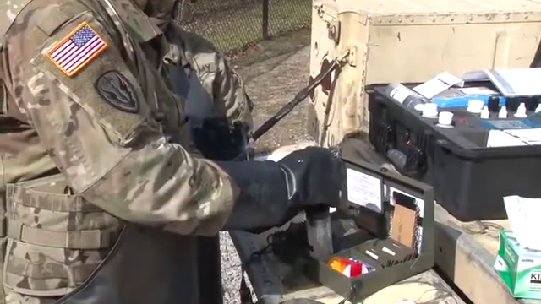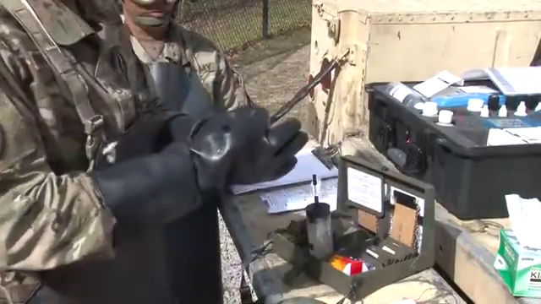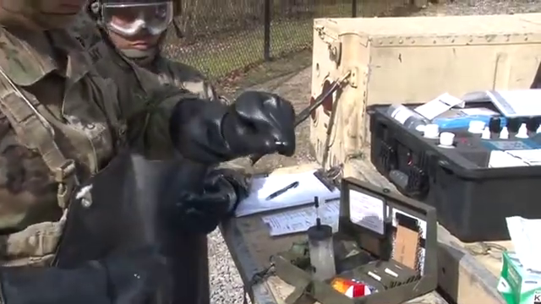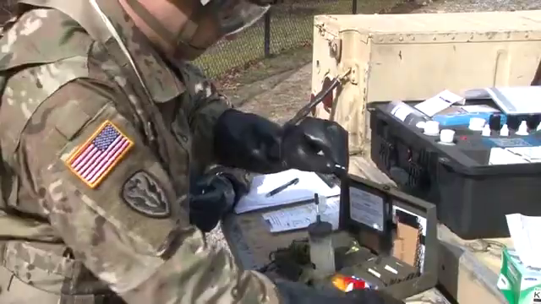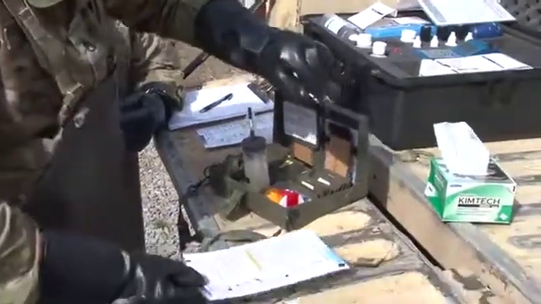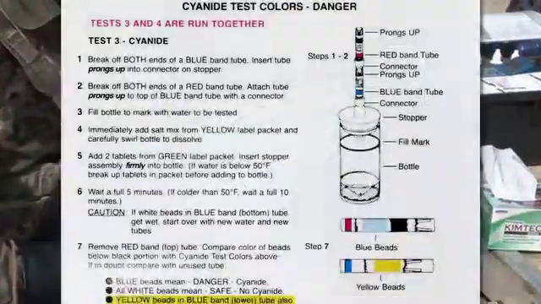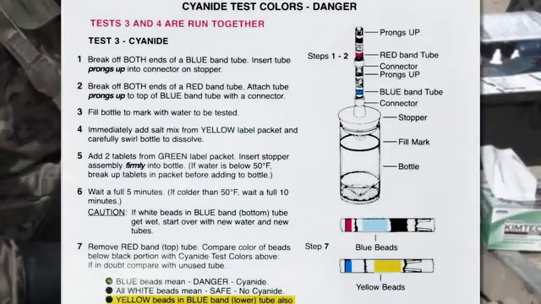Now you will remove the red band top tube. Compare the color of beads between the black portion and the red band with cyanide test colors. If in doubt, compare with an unused tube. If the beads appear blue, that means danger. Cyanide is present. If all beads appear white, that means safe. No cyanide present.